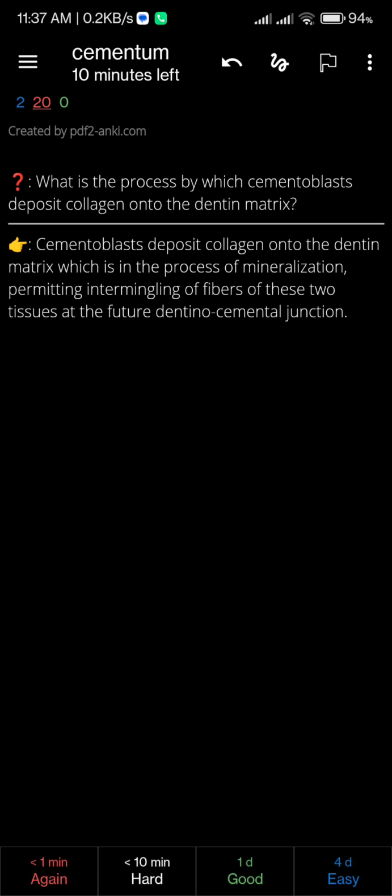Cementoblasts deposit collagen by the process of mineralization, and they allow intermingling of fibers of the two types. At the future dentinocemental junction, they release and deposit collagen cementum, dentin matrix, future cemento-dental junction.